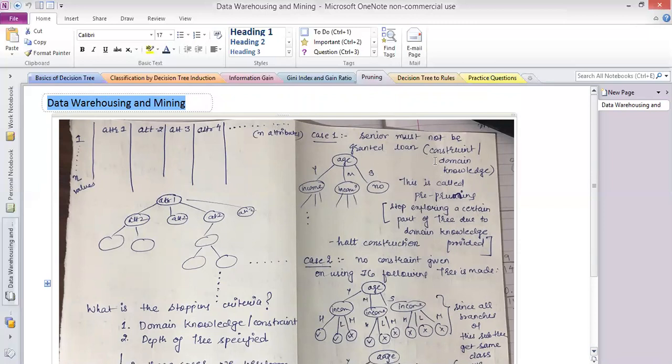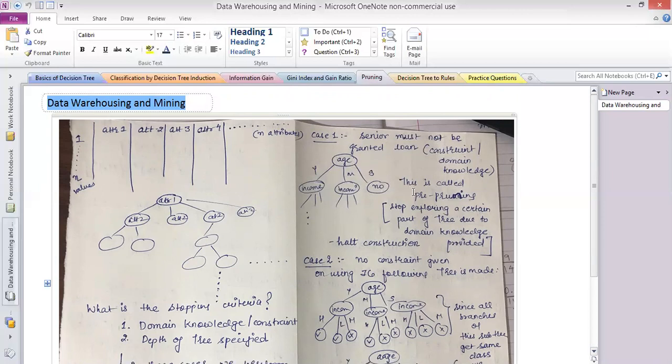So if this criteria is given to us, what do we do? Age: youth, middle and senior. Then for this subtree, we will calculate the information gain, and we put up income here. We calculate information gain for the rest of the attributes and we put income here. But here we straight away write no as the label because of the constraint given to us.